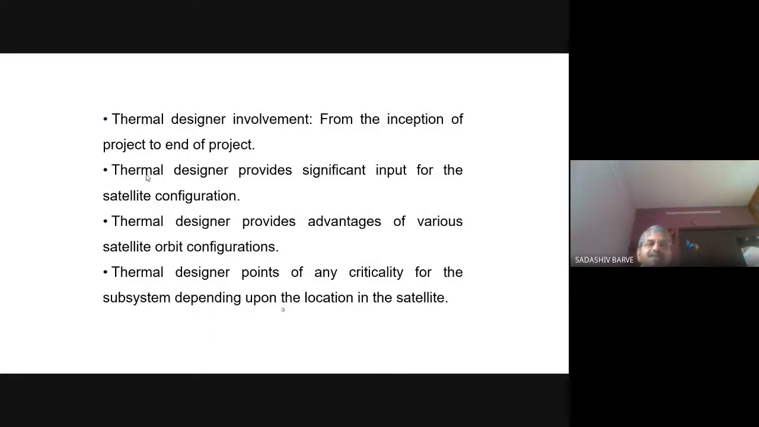While in the case of an inclined orbit, you cannot have that kind of benefit, that certain areas should not get sun load. That is not possible. The only thing is, it can cover much more area if your satellite is launched into an inclined orbit. The thermal designer points out any criticality for the subsystem depending on the satellite location, which I just told you about.